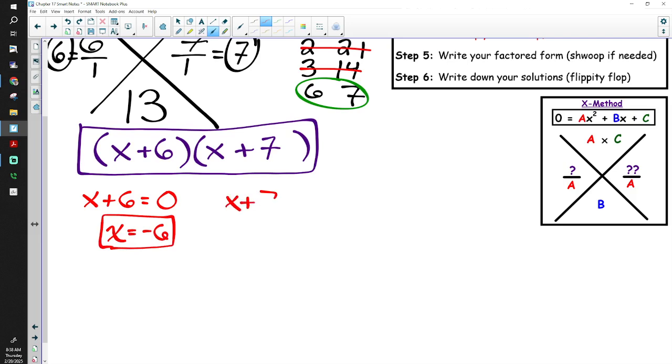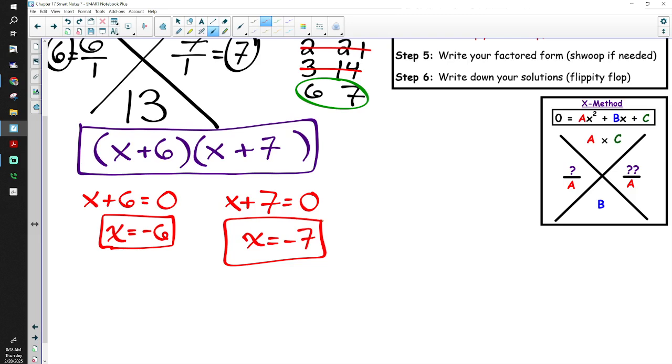x plus 7 equals 0. Remember, we're trying to figure out where does our quadratic equal 0. That's what an x-intercept is. So we're setting them equal to 0. Here, subtract 7 and x equals negative 7. These are the solutions. Factored form, answers. It depends on what the problem asks.